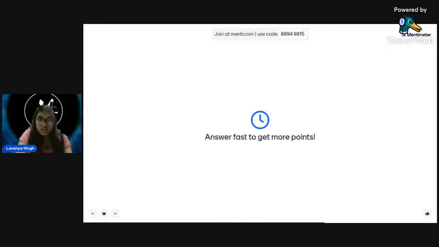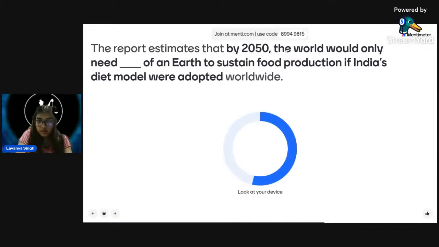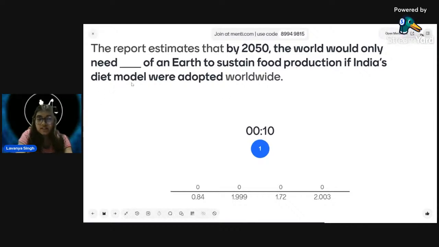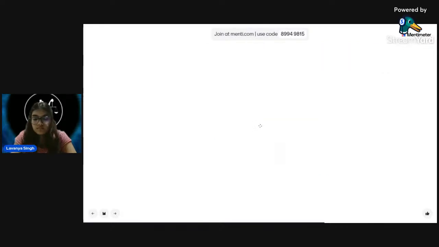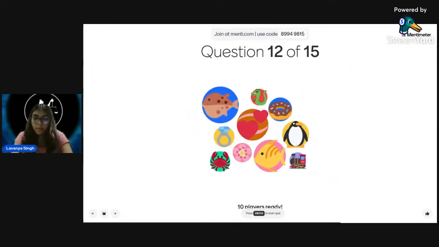The report estimates that by 2050, the world would only need dash of an Earth to sustain food production if India's diet model were adopted worldwide. Options are 0.84%, 1.99%, 1.72%, or 2.003% of an Earth. The correct answer is option A, 0.84%. This is a very complex question, but if you guessed it, that's a different matter. Very good, this is a very complex question.